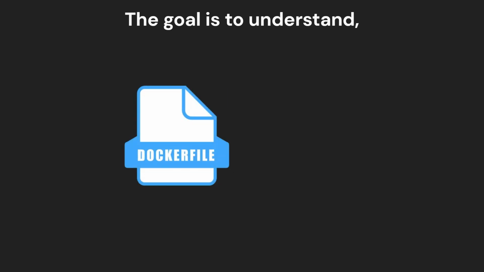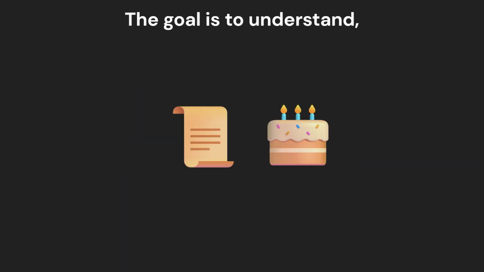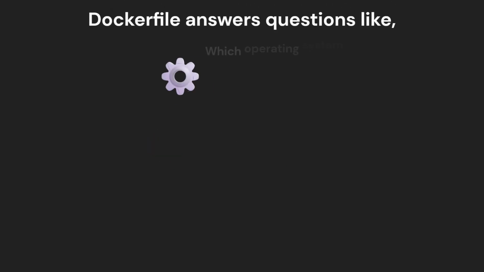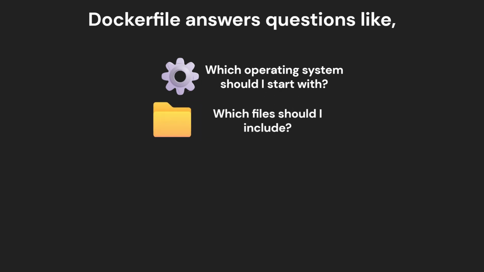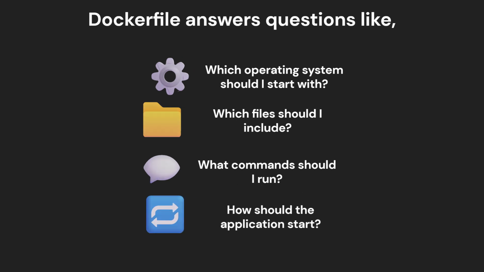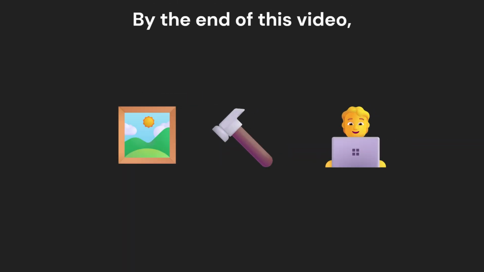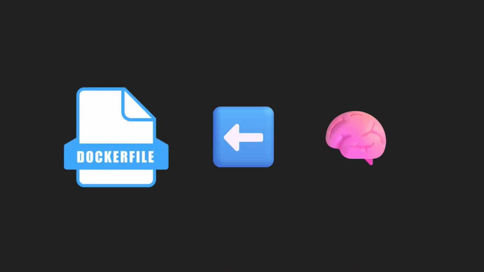Think of a Dockerfile as a recipe. Just as a cake recipe tells you how to bake a cake, a Dockerfile tells Docker how to build an image. It answers questions like, which operating system should we start with? Which files should we include? What command should we run? And how should the application start? Every Docker image begins with a Dockerfile. By the end of this video, you'll be able to create your own Docker image from scratch, and you'll understand every line of the Dockerfile, not just copy and paste it.